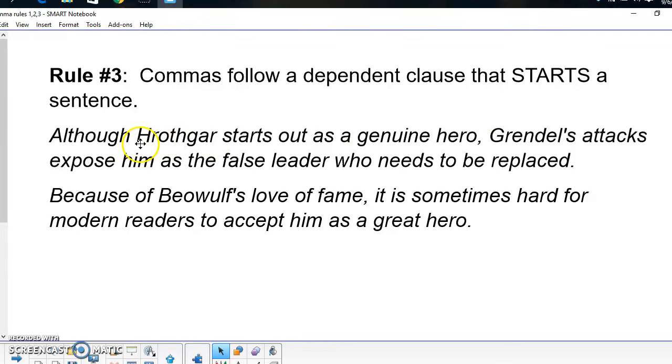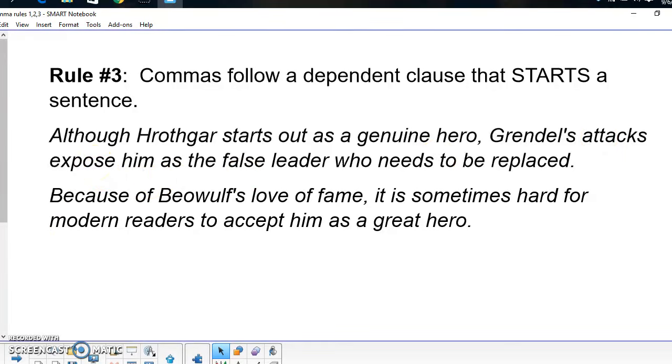So here, "although" is our key word, right? That tells us that we've got a fragment coming up. Although Hrothgar starts out as a genuine hero, my comma is going to mark where the end of that dependent clause is so that my reader knows, okay, stop with the dependent clause, and then here comes the main idea. Here's my subject, "attacks," and here's "expose."